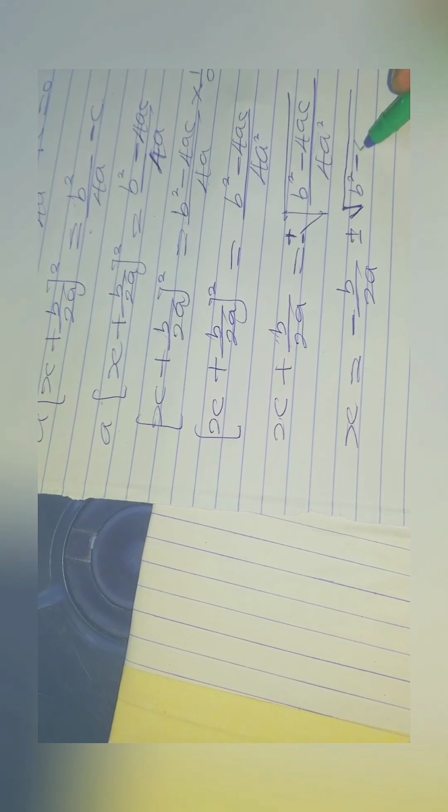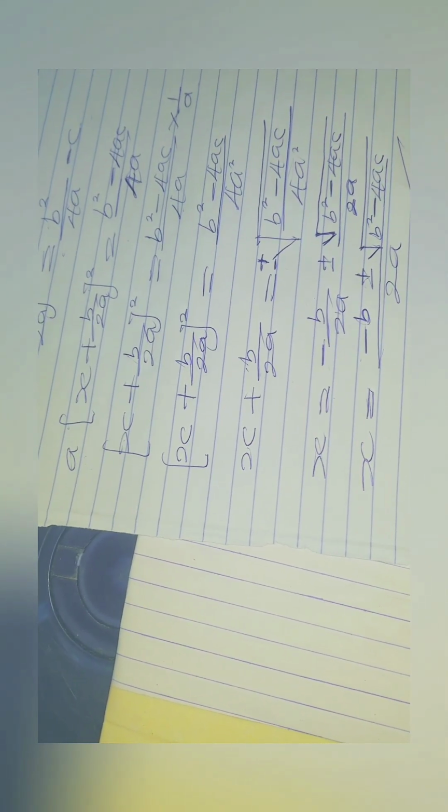So b squared minus 4ac over, of course, the square root of 4 is 2, and the square root of a squared is a. So we need to harmonize everything together. So the LCM becomes 2a. So 2a into 2a here is 1, minus times b, that's minus b, and then plus or minus the square root of b squared minus 4ac. So this is the general quadratic formula for solving a quadratic equation.